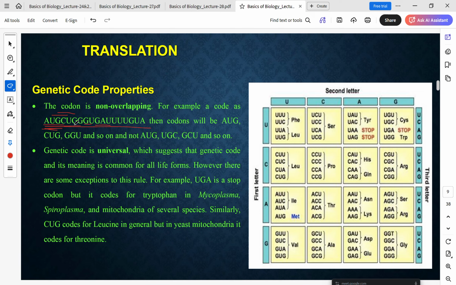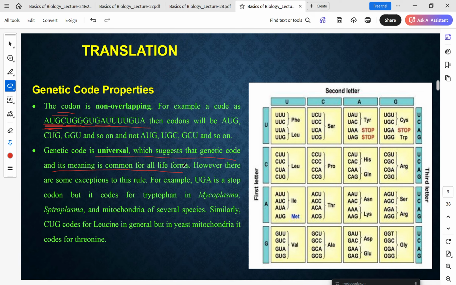So if you were to translate, this will be methionine, then CUG will be lysine, then GGU will be glycine, and you can make the whole sequence by using this table. It is universal, which suggests that the genetic code and its meaning is common for all life forms.